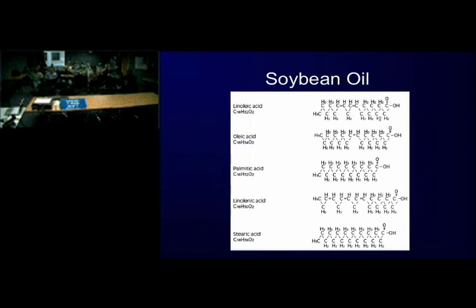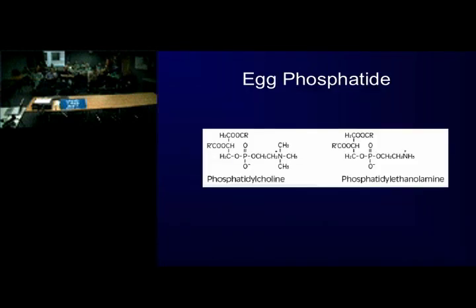So these are all the main fatty acids that are present in soybean oil, and the order in which they're most abundant starts at the top and goes down. This is just to show you that soybean oil is basically a multitude of different fatty acids. Egg phosphatide, on the other hand, as I mentioned, gives it that ability to exist in aqueous solution because it has a charged structure where it has a hydrophobic area that interacts with the fatty acids, and then a polar area which interacts with the aqueous solution.